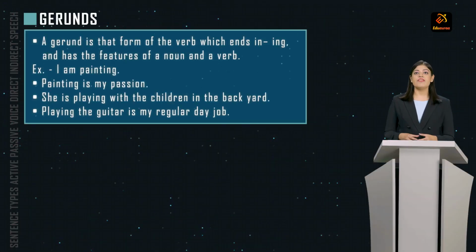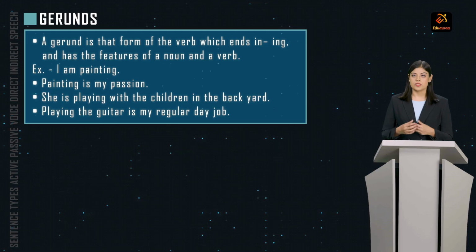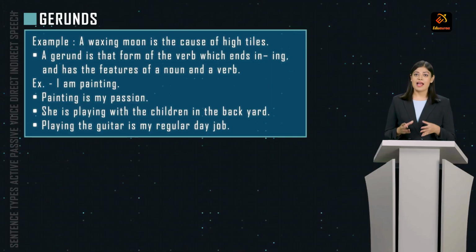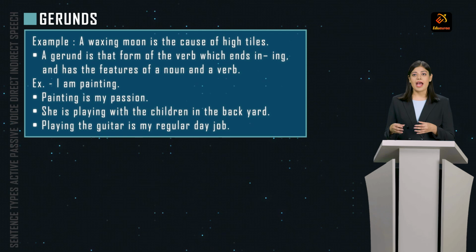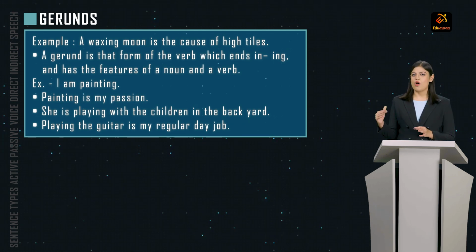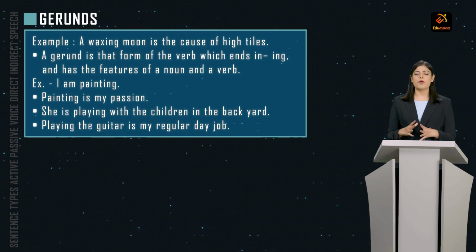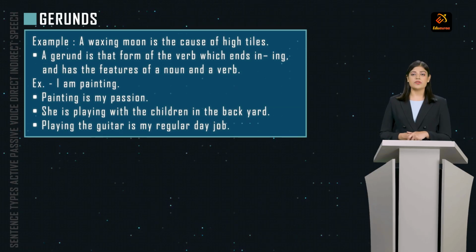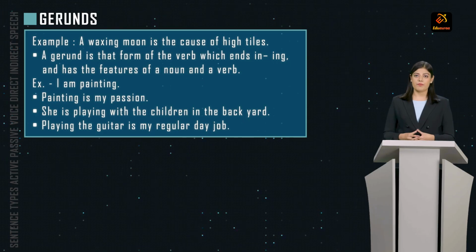Now let's talk about gerunds. Gerunds are also verbs, but they play the function of nouns in a sentence. Let's take an example. I am painting. In this sentence, I is the subject, am is the auxiliary verb, and painting is my main verb. Right? It's a complete sentence. There's no object, but that's okay because subject and verb combinations can make a complete sentence.